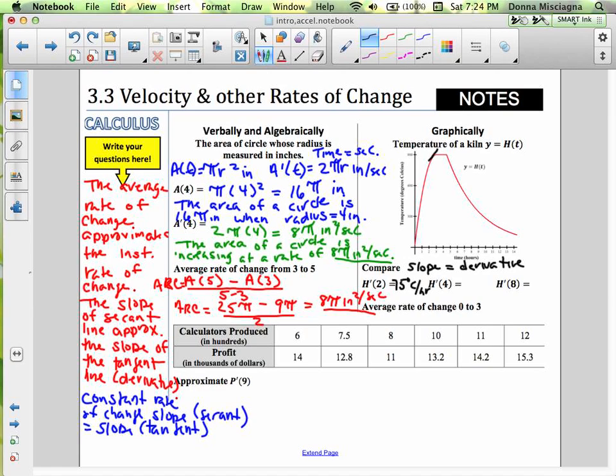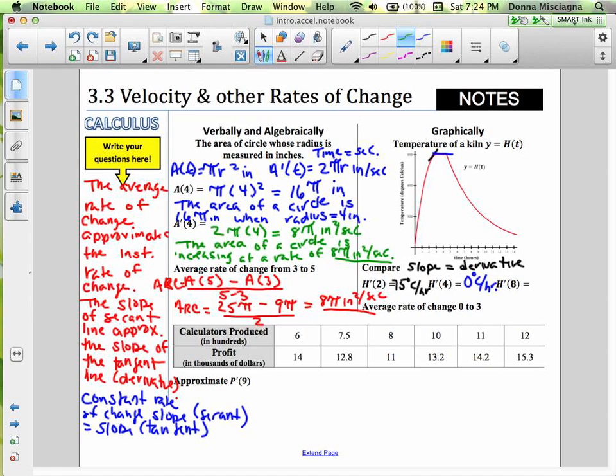Now, the next one is pretty easy to approximate, because it is h prime of 4. Well, look what's happening at 4. We have a horizontal secant line. Our temperature is leveled off, and it stays the same for a while until it starts to cool down. So I think we can all agree that's 0 degrees Celsius per hour. There's no approximating there.